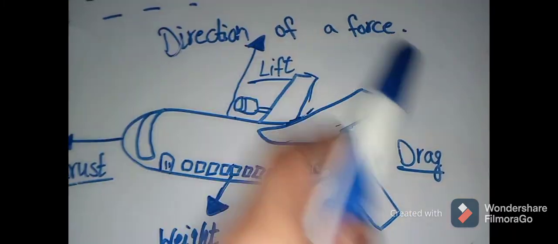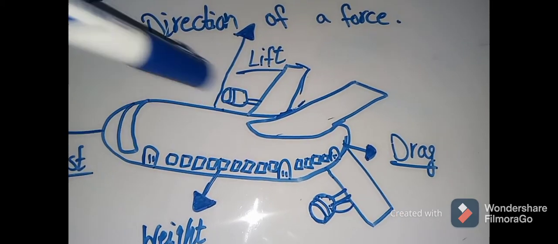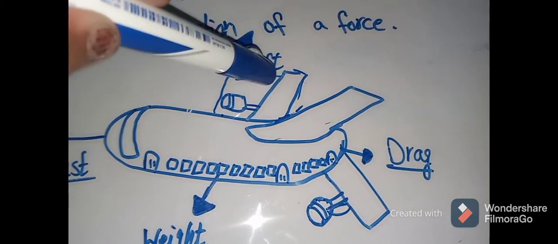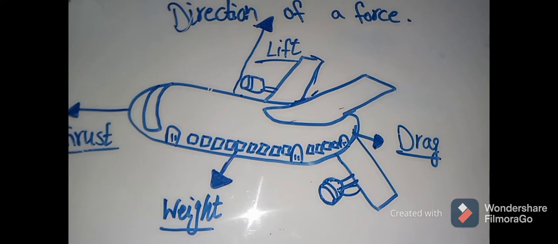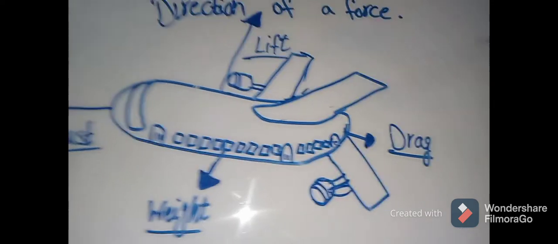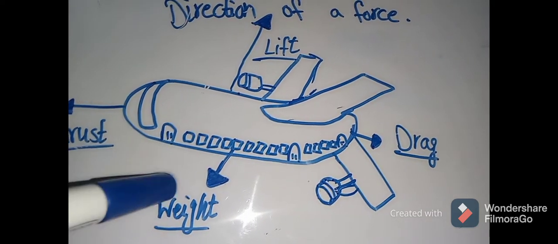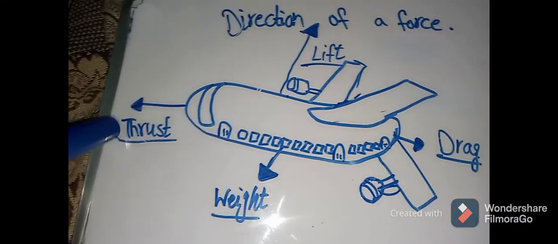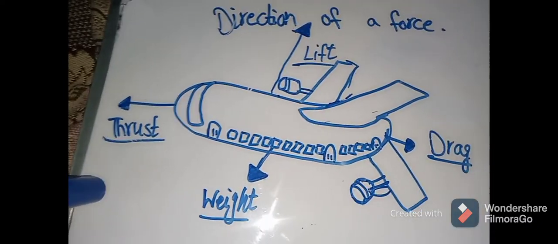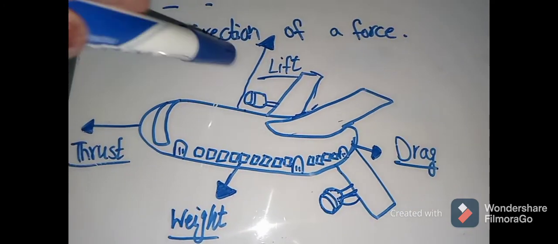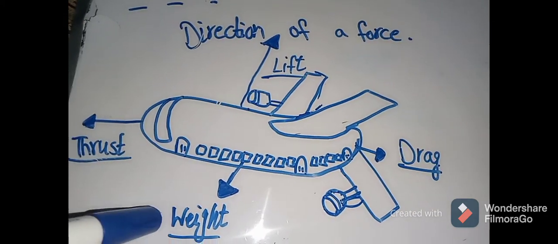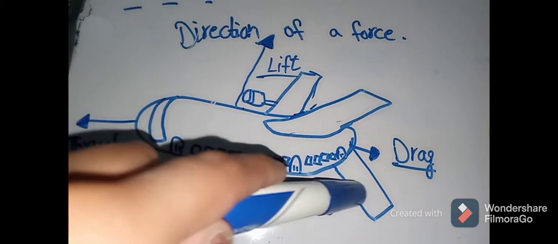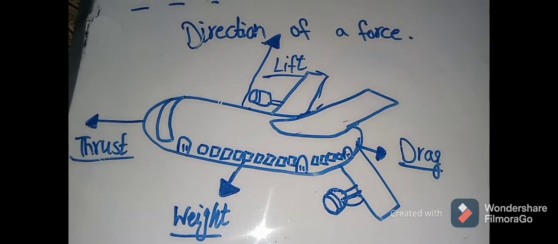So we can learn the direction of a force. This arrow indicates lift. This arrow indicates weight. This arrow indicates the drag force, and this the thrust force. The lift force is more than the weight, and the thrust force is more than the drag force. So that is the recap of what we learned.